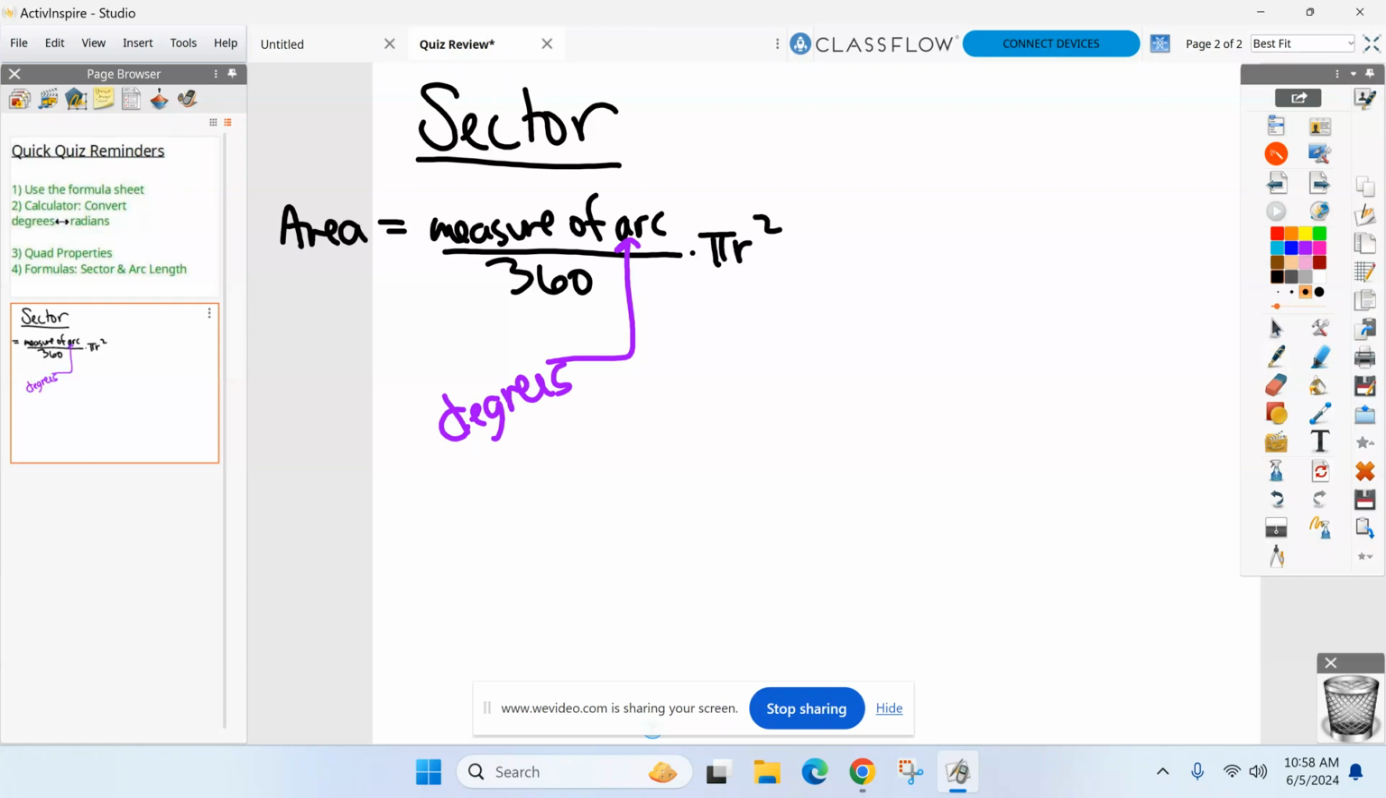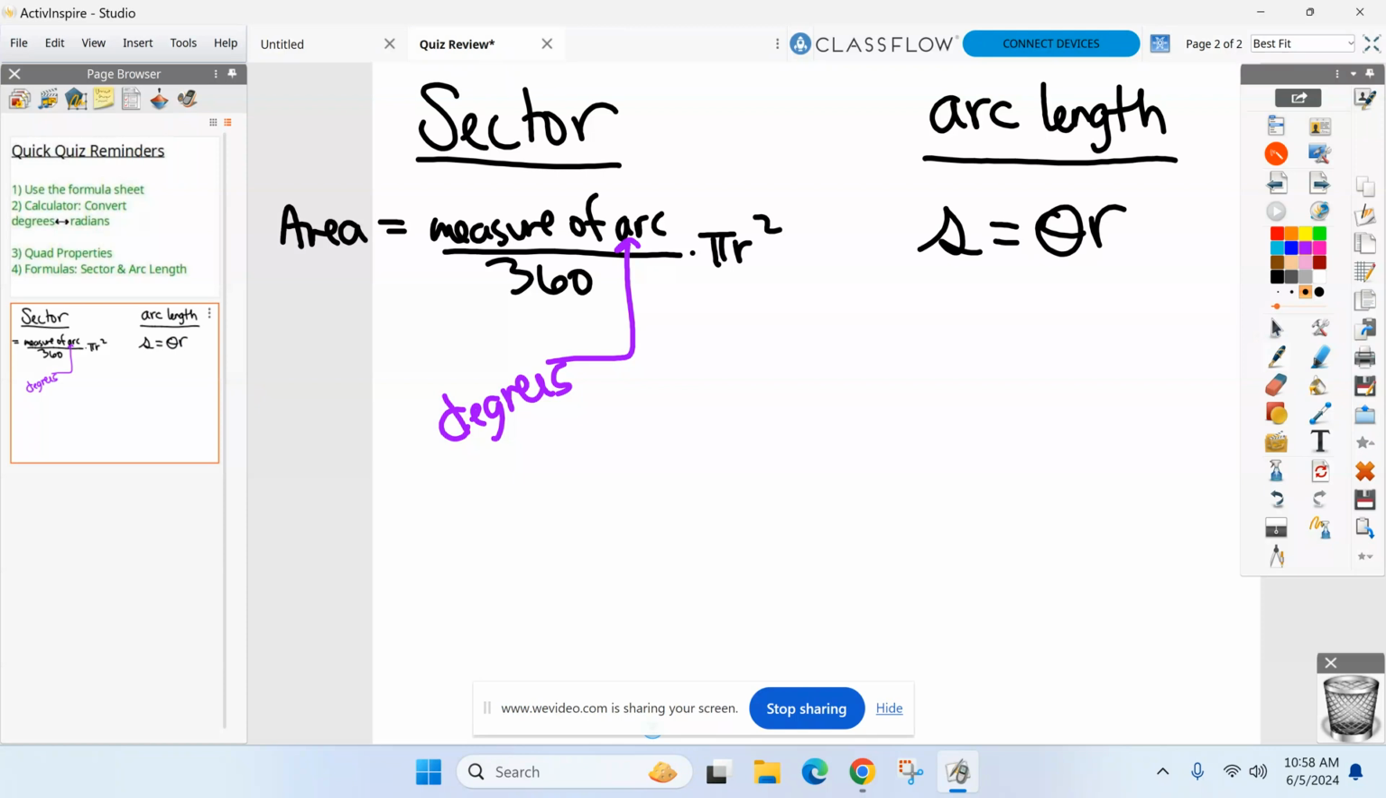Versus arc length, which we know is S equals theta R. Unlike the last one, this one, though, whether you plug in for theta or solve for theta, you have radians in this one. All right, you have radians. So number 1, I want to make sure you guys are aware of the only 2 formulas you need for tomorrow. And the second thing is, let's review again on the calculator.